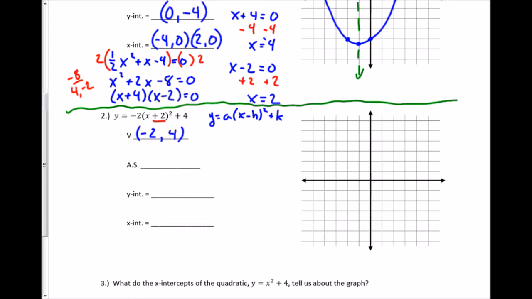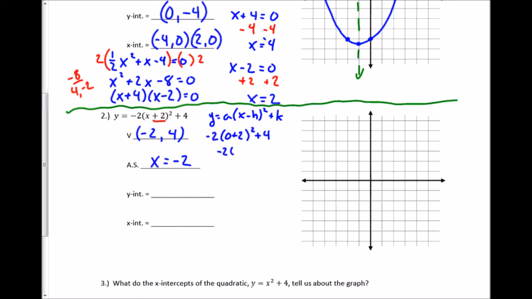Axis of symmetry is still x equals, and it's the x value from the vertex, which is the negative 2 this time. For the y-intercept, I plug a 0 in for x. So this time I'm actually going to plug it in: negative 2 times 0 plus 2 squared plus 4. And I just have to simplify.